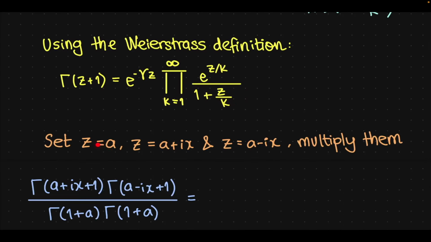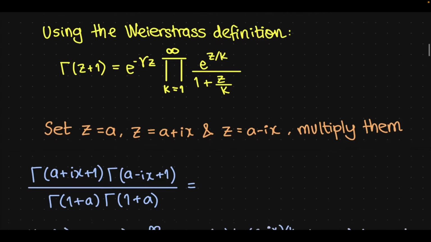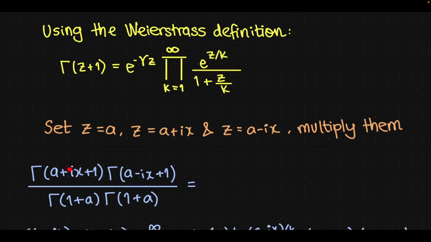So now let's set z equal to a plus ix, and z equal to a minus ix, and multiply them, such that we're multiplying gamma of a plus ix plus 1 times gamma of a minus ix plus 1, and then dividing by the a term, which is gamma of 1 plus a times gamma of 1 plus a.